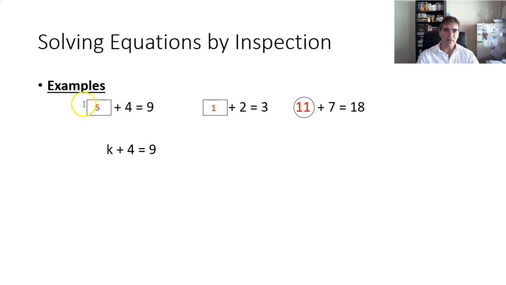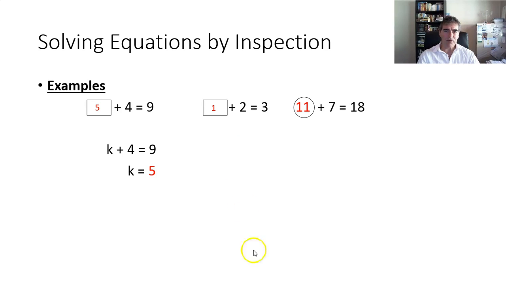So instead of finding the value of the box, it's find the value of the pronumeral, the letter. So something plus 4 equals 9. So doing the same thing as what we were doing up here, something plus 4 equals 9. What is that something? Well, that something was 5 that we worked out a moment ago.